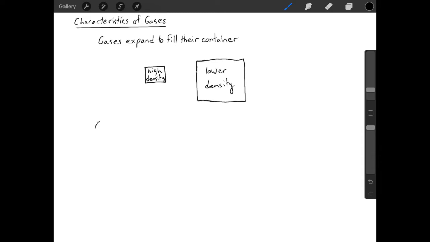Another characteristic property of gases is that they are highly compressible. So if I were to have a certain amount of gas in a very large container, I'd be able to decrease the volume of that container pretty significantly and still contain the same amount of gas.